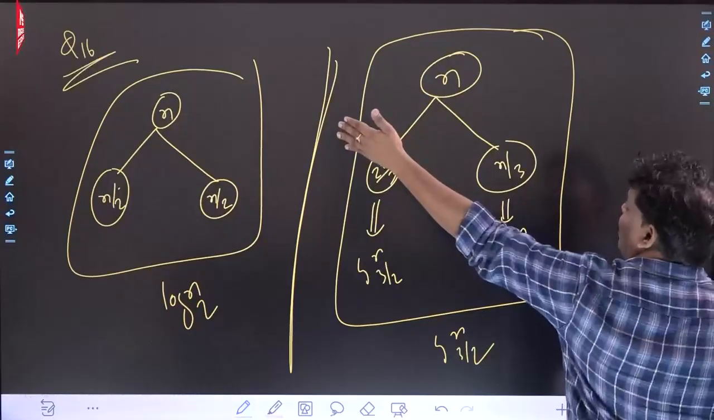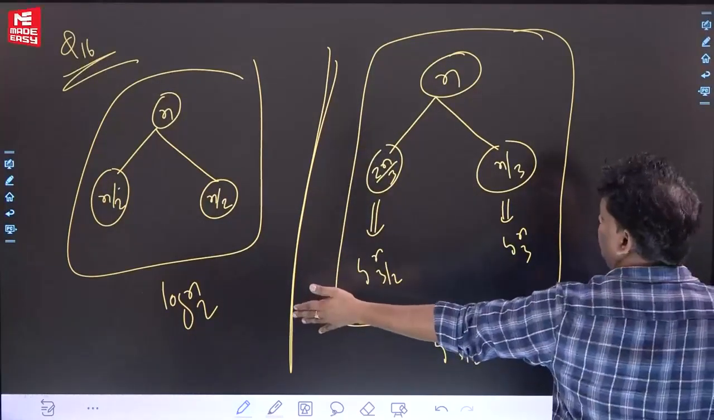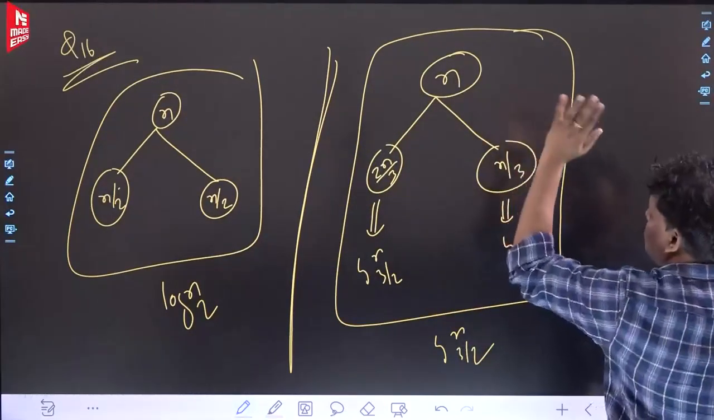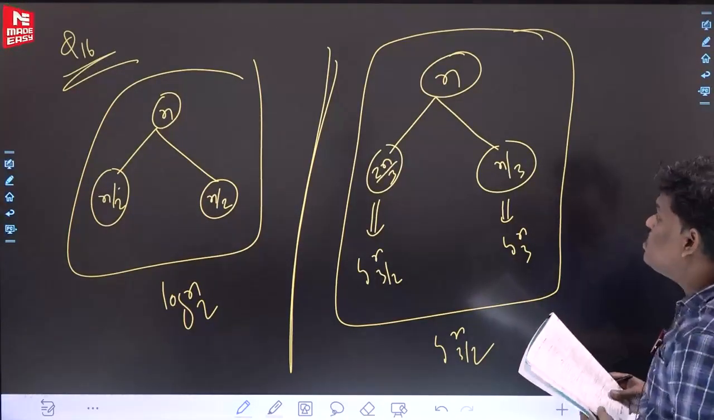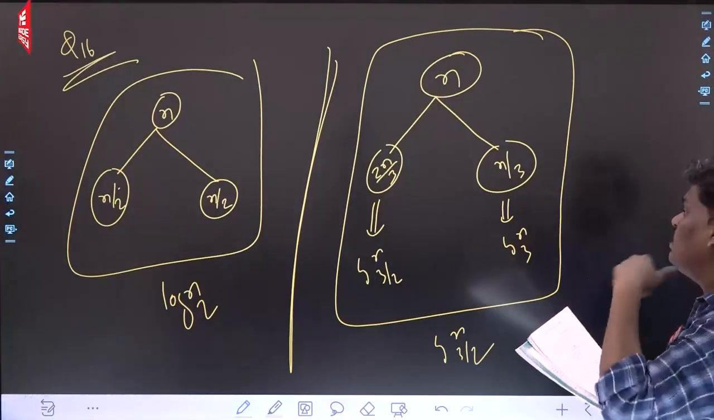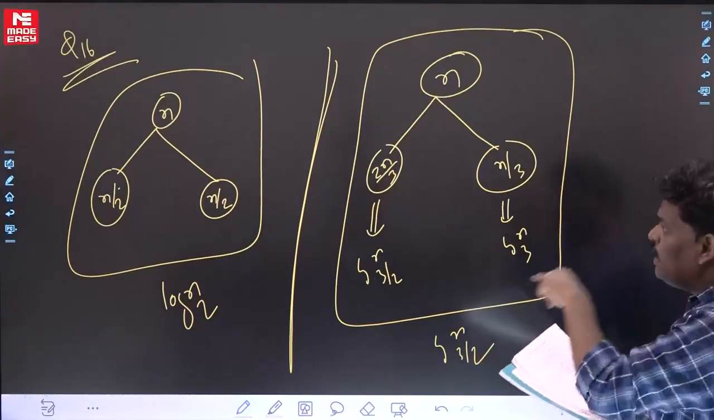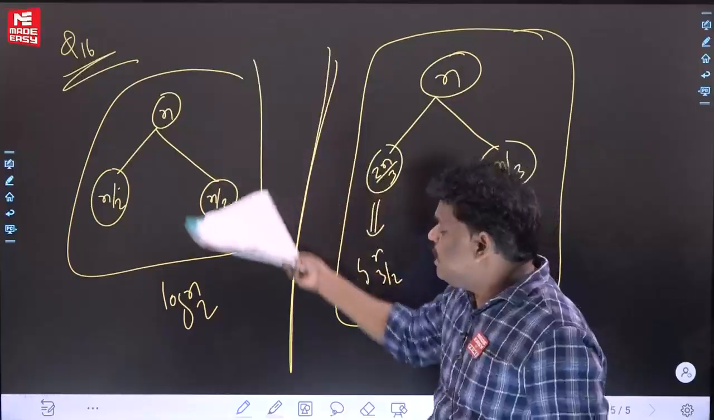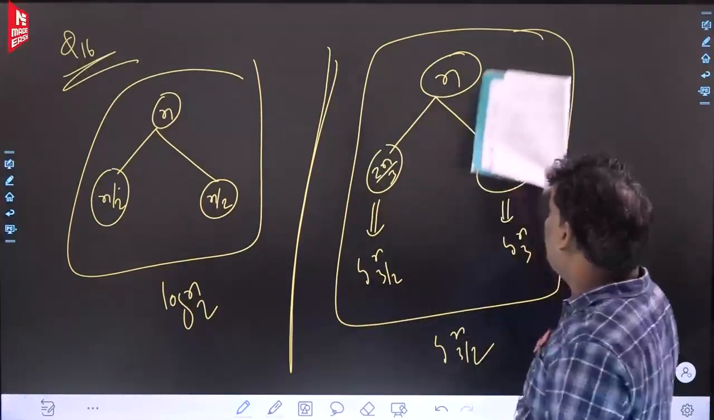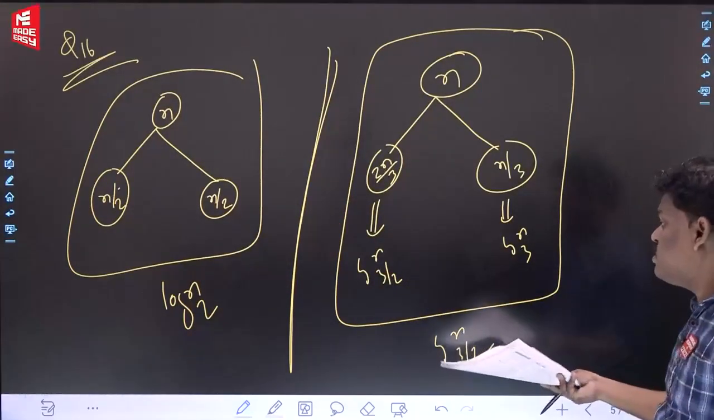That is also a weight balanced binary tree. What is the height? Log n base 2. This is also a weight balanced binary tree. What is the height? Log n base 3 by 2. So, he mentioned the weight balanced tree definition. Accordingly, I drew two weight balanced binary trees. One weight balanced binary tree's height is log n base 2. One more weight balanced binary tree's height is log n base 3 by 2.